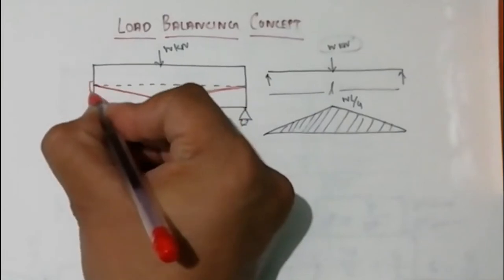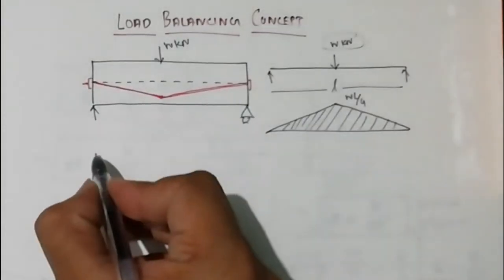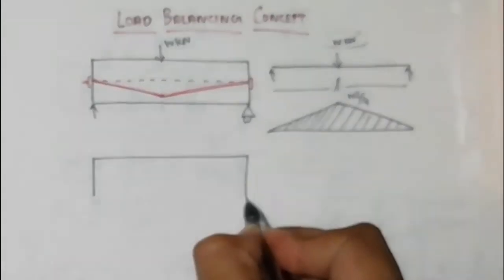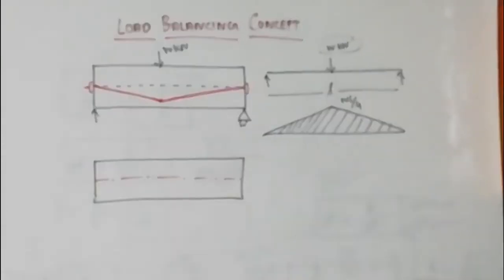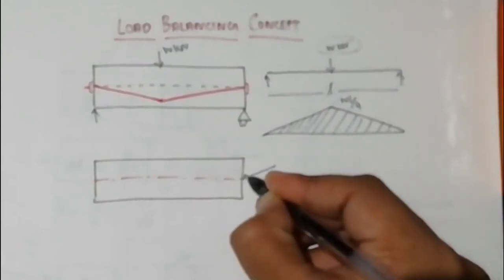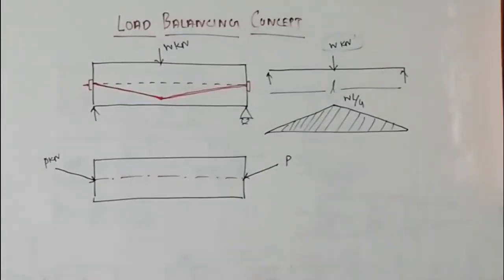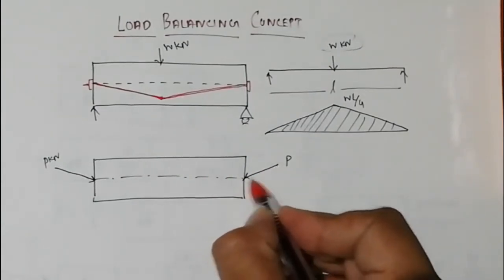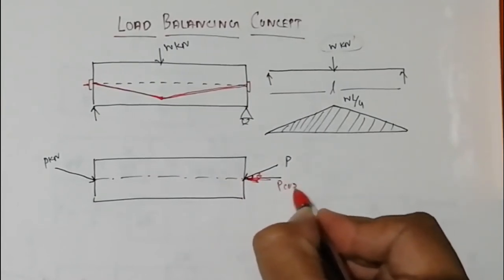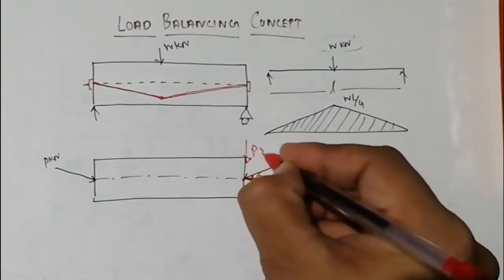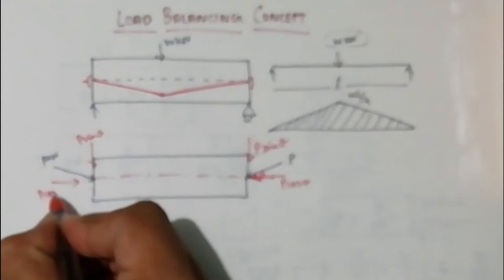Okay, so what will happen in such an arrangement? Consider a FBD of this beam, where P kilonewton of pre-stressing force is applied. If we consider a FBD of this beam and resolve this pre-stressing force, which will make a very small angle theta, I will get this component as P cos theta and a vertical component as P sine theta, and similarly over here, P sine theta and horizontal component P cos theta.